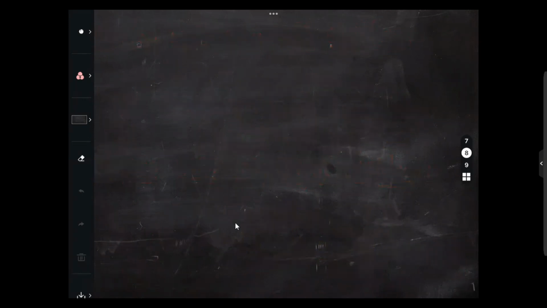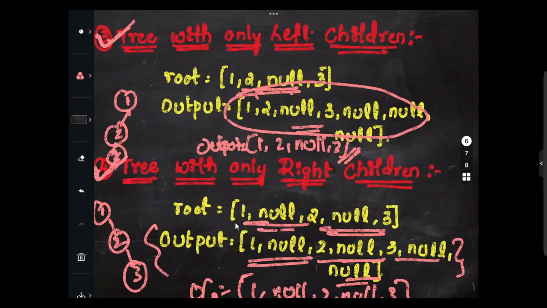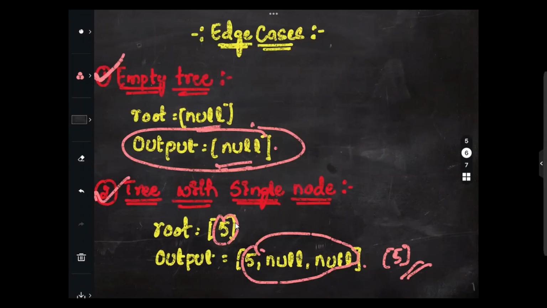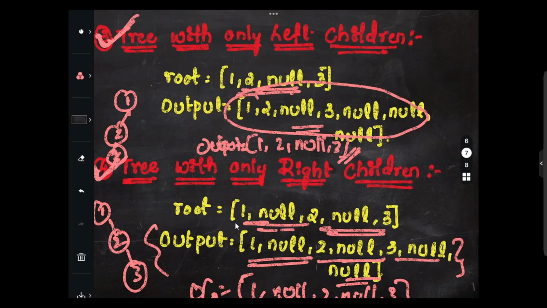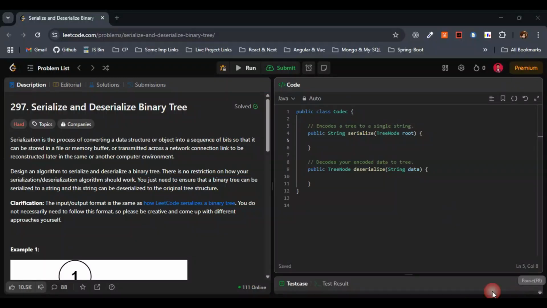This is fine. So these are the 4 edge cases that we need to consider here, right? The first one is for the empty tree. The second one is for the tree with single node. The third one is for the tree with only left children, and the fourth one is for tree with only right children. These are the 4 edge cases that we considered, right? So that we need to keep in mind. So now we are completely familiar with the edge cases as well as the approach. We are good to write the code. Let's start writing the code.